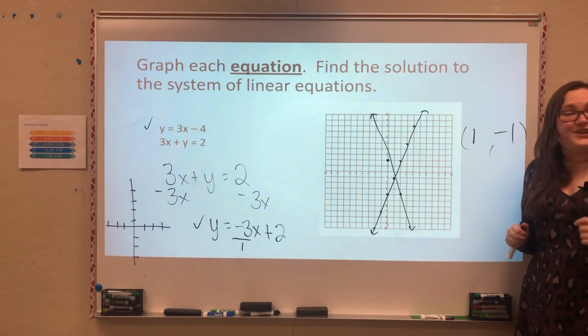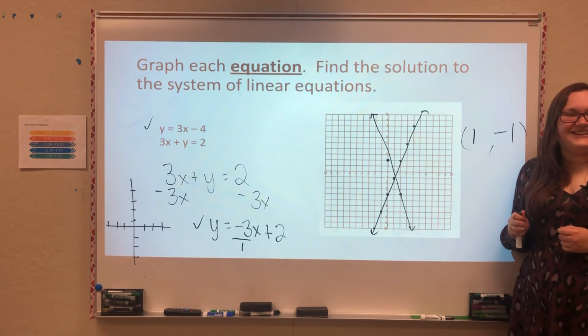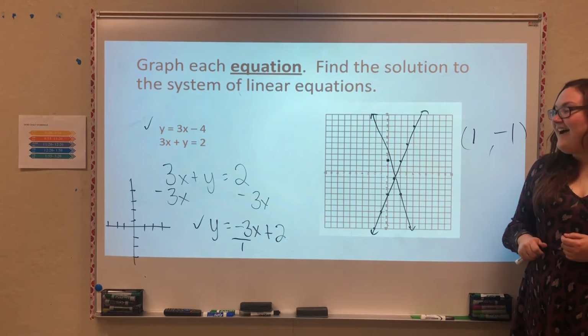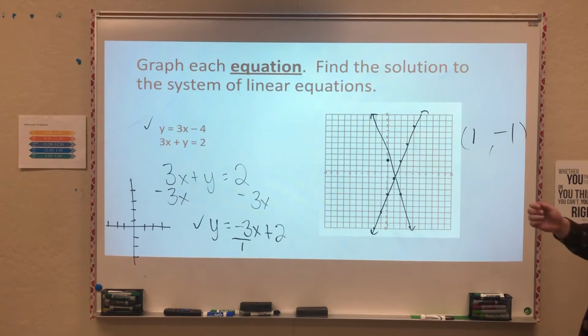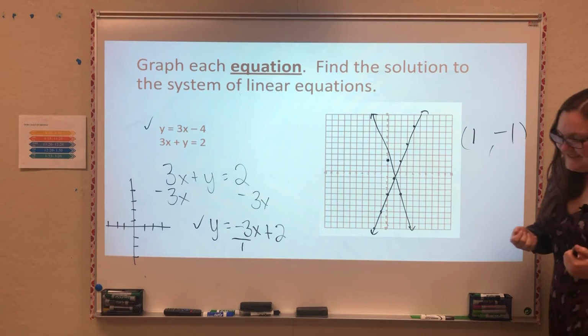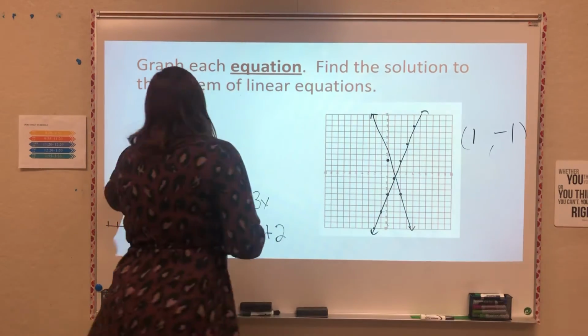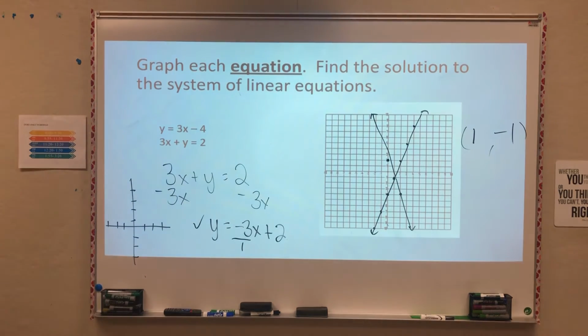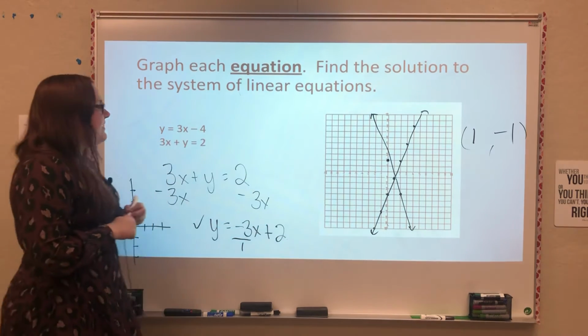There's one more thing I could do with this problem. Do you know what I could do? Are you at home saying, yes, she wants us to check it? Then you would be right. You're a mind reader. Yes, we could check our answer for this. Because the numbers are pretty nice, this might be one that if you wanted to try checking it in your head, you could. I've got the point 1, -1.